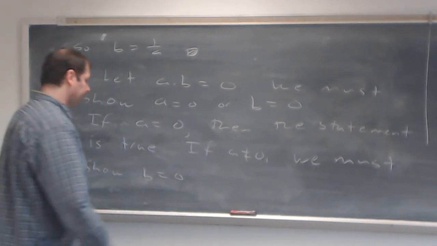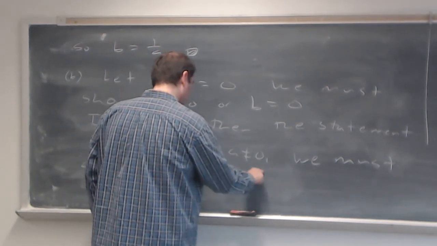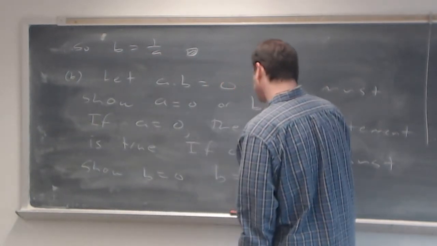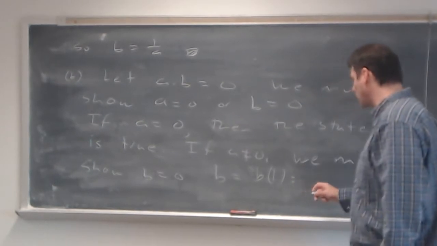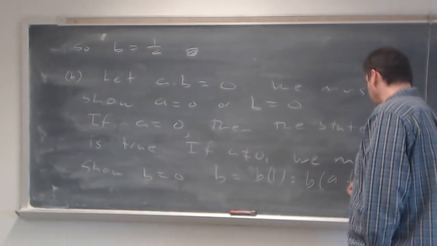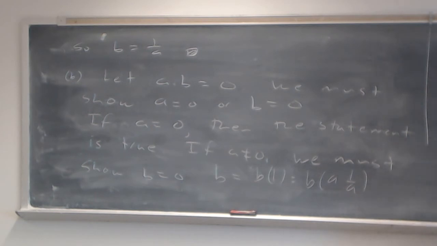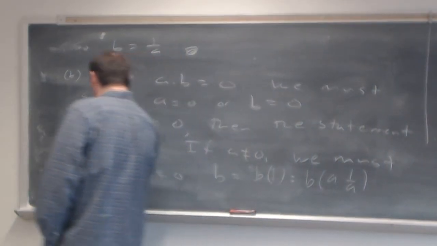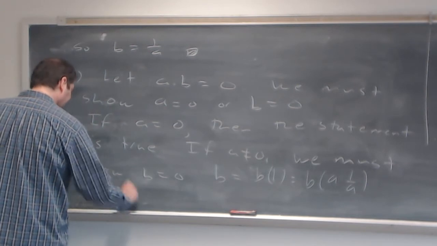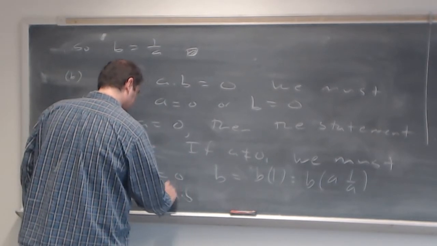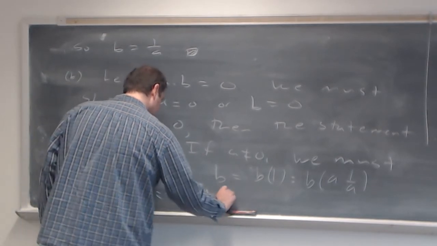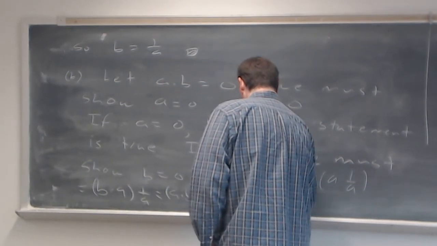Okay, so let's take a look at B. Here, I'll notice that B is the same thing as B times 1. And I can rewrite 1 as A times 1 over A. The reason I can write down 1 as A times 1 over A is I'm assuming, in this instance, that A is non-zero. That's why I can do that. Well, reassociating, I have B times A times 1 over A. Commuting, I have A times B times 1 over A. And then that's equal to 0 times 1 over A.